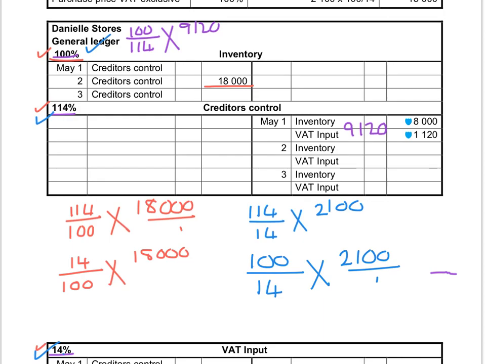So if you write your percentages at the top of the exercise, it means you write in the one that you know, for instance here, the 18,000, and then it's easy to say, okay, I want to calculate the 114. I know the 100 times the amount, and I can do the calculation directly in my ledger accounts.